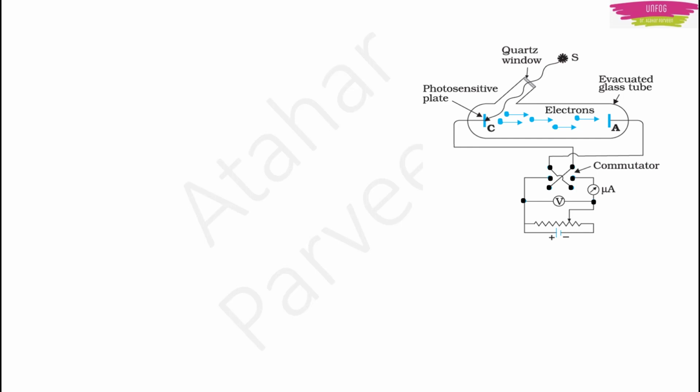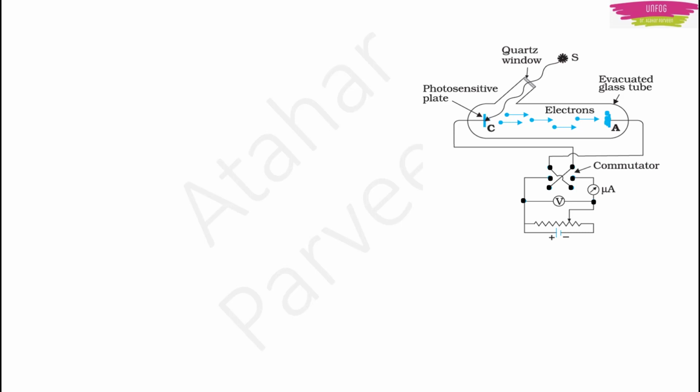Now this plate C is an emitter plate. It is a photosensitive plate. It is an emitter because light is getting incident on this plate. Once the light falls on this metal plate, what will happen? Electrons will get ejected, right? These electrons are being collected at A. That's why A becomes the collector plate. Okay, C is the emitter plate and A is the collector plate.